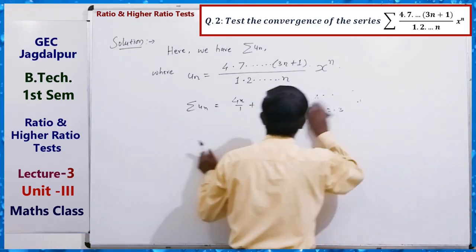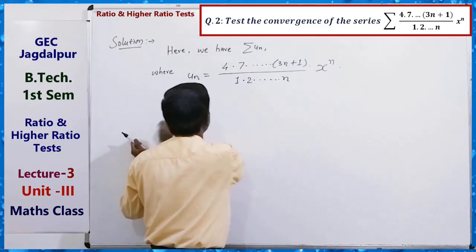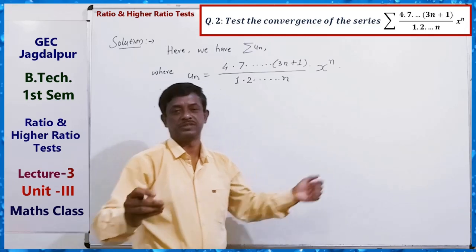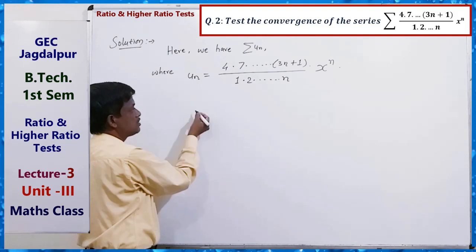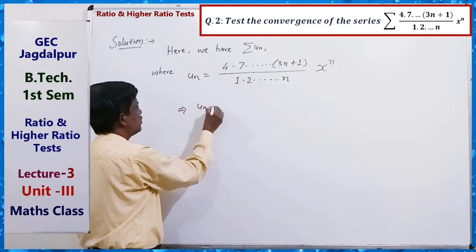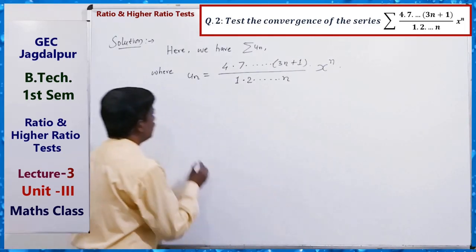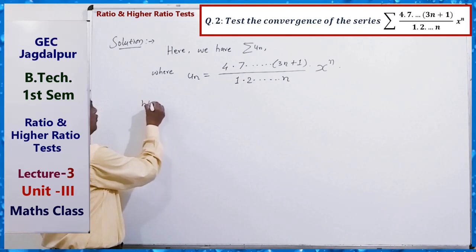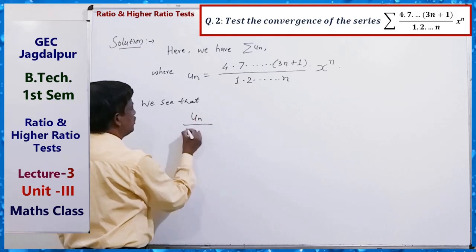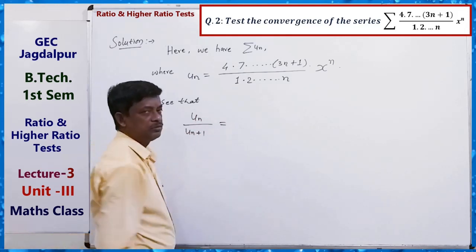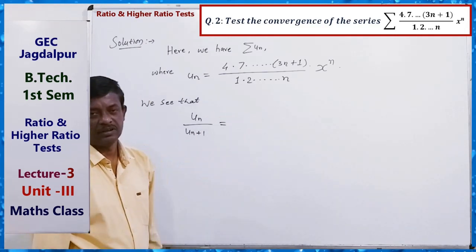So in this case, whenever we have un as a rational function, with the numerator and denominator having a product of some terms, you can use the ratio test. So un equals this, then un plus 1 equals this. Write the ratio un upon un plus 1, because we are trying to find the value of the ratio and then its limit according to the ratio test.